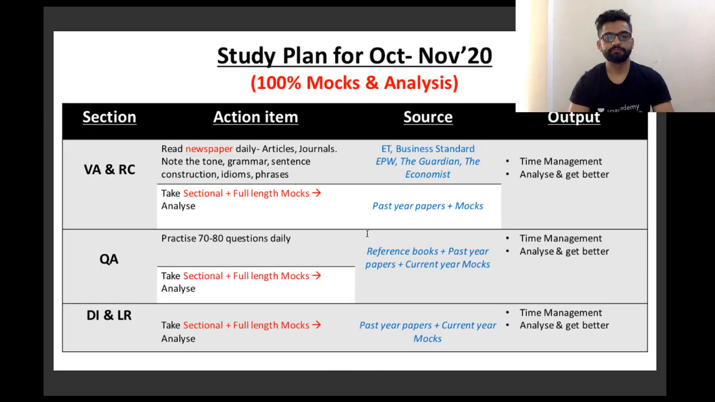Okay, so this was about the 9 months preparation strategy for CAT 2020. I quickly discussed this in half an hour. If you guys have any questions, I want to keep the session open for the next 2 minutes.